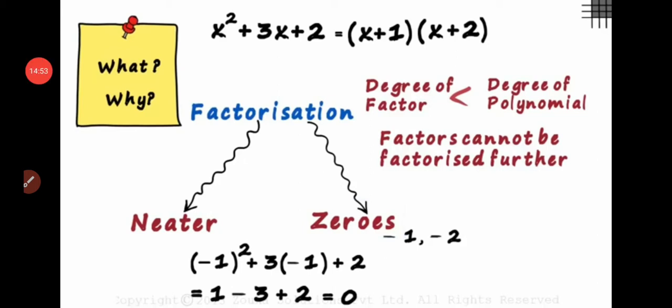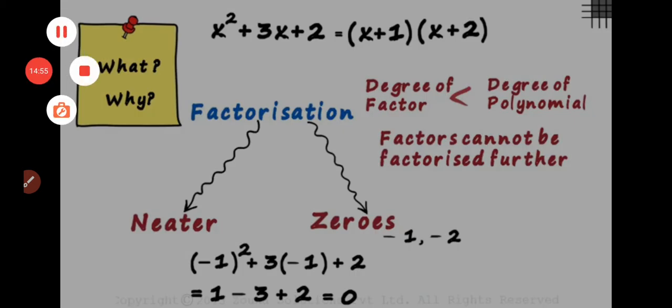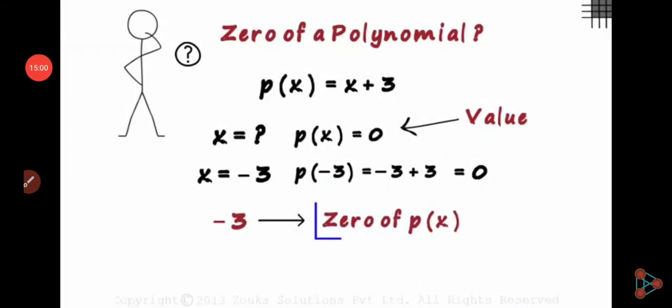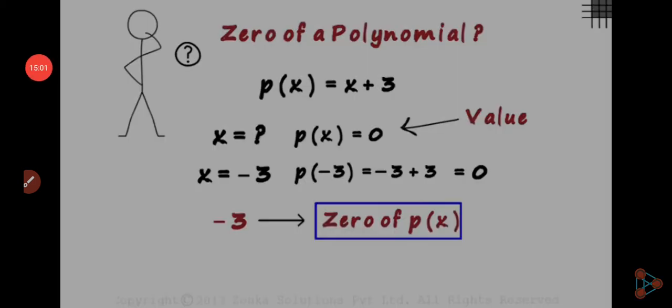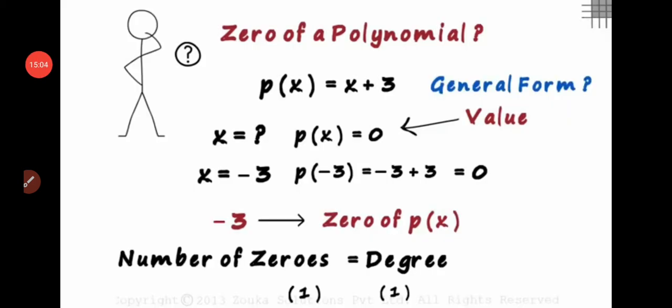So our answer is 6 minus 6, that is 0. So it is a zero of the polynomial. Understand? And see, minus 3 is the zero of p(x), and the number of zeros is equal to the degree of the polynomial, meaning 1. The number of zeros is 1 and the degree of the polynomial is 1.